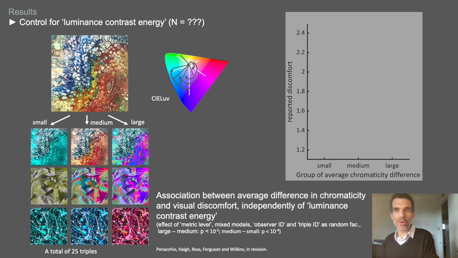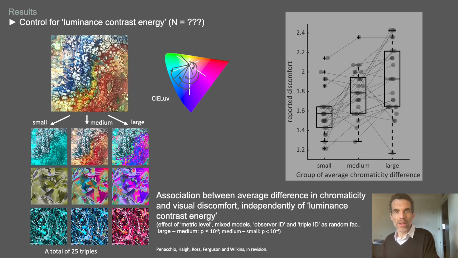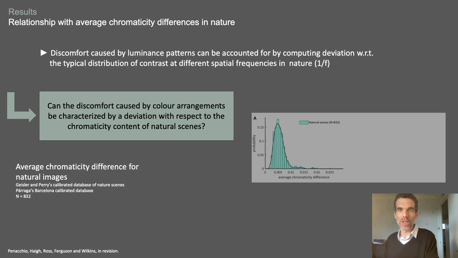Using the same experimental procedure as earlier, we ask observers to rate this triple for visual discomfort, using all the stimuli displayed in a random order. And what we found was that increasing values of the metric were associated with increasing visual discomfort, confirming the previous result with more control on luminance contrast energy. So, we have an association between chromaticity difference and visual discomfort.